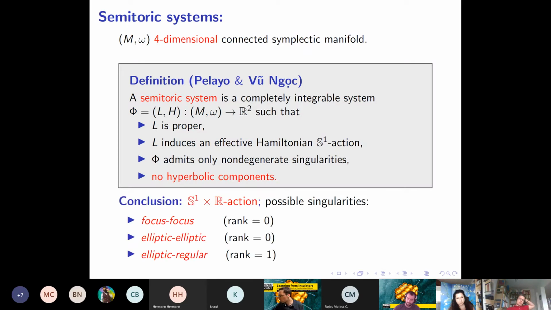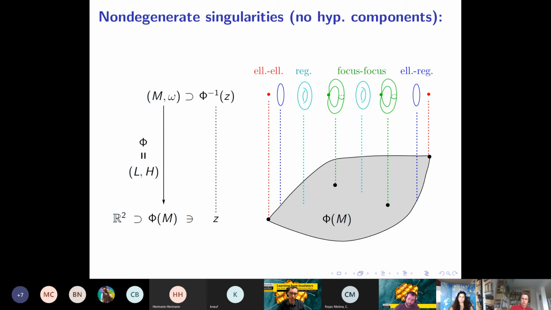If you compare it now to toric systems, one notices two things. First of all, we do not have an underlying S1 times S1 action. We have an S1 times R action. So still we have the S1 symmetry, but whatever else comes here is more general. And when we compare what kind of singularities we may have, we see that here we have elliptic and elliptic regular, like in the toric situation, but we gain another singularity, the so-called focus-focus one, which is very often also just drawn as a pinched torus. So I think I have a picture here.